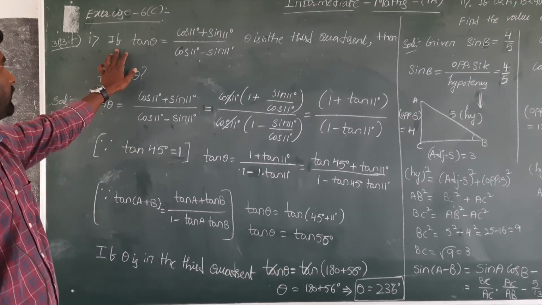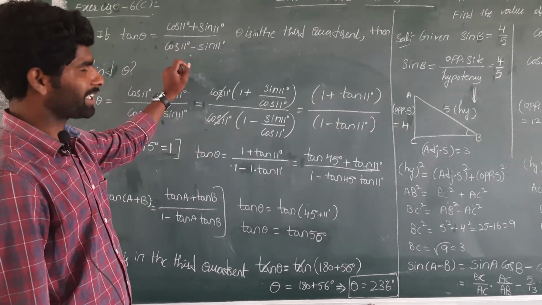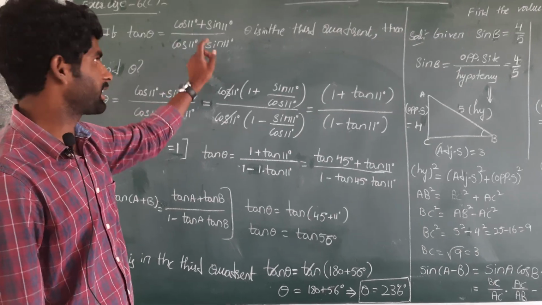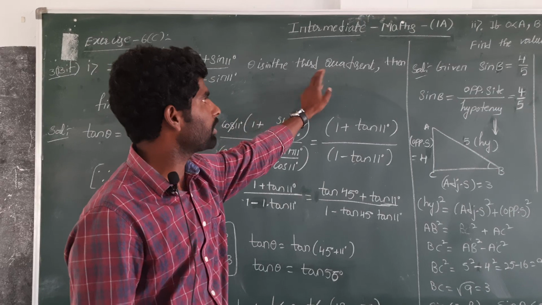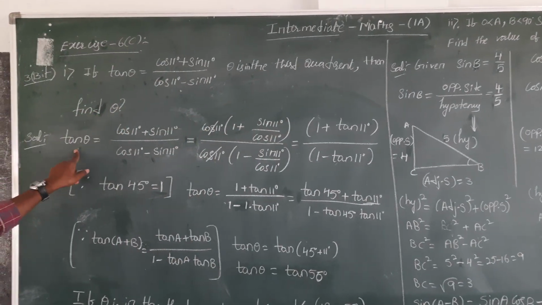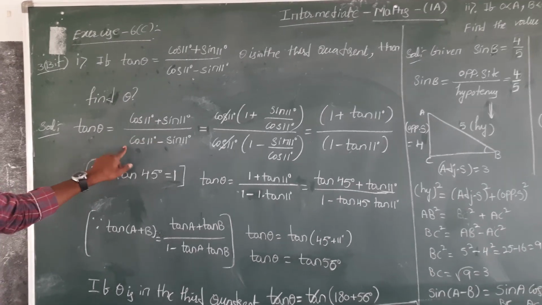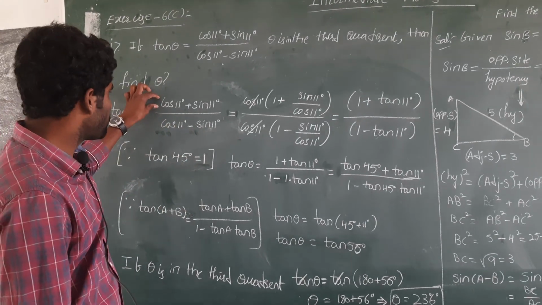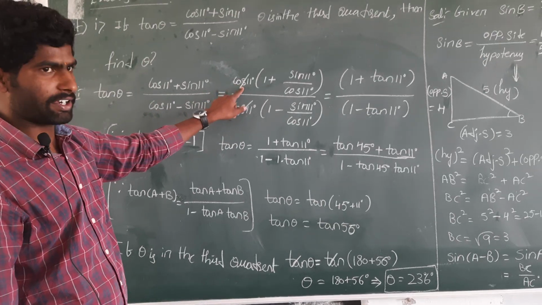First question: if tan theta is equal to (cos 11 degrees plus sin 11 degrees) divided by (cos 11 degrees minus sin 11 degrees), and theta is in the third quadrant, then find theta. Tan theta is equal to (cos 11 degrees plus sin 11 degrees) by (cos 11 degrees minus sin 11 degrees). In the numerator and denominator, we take the common cos 11 degrees.